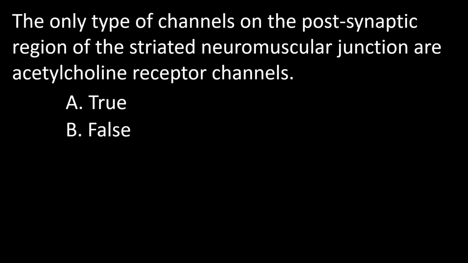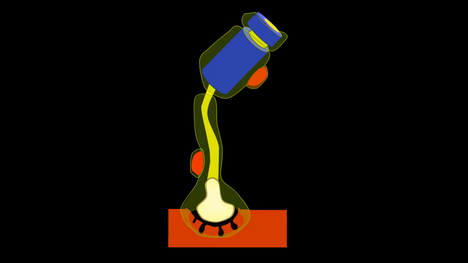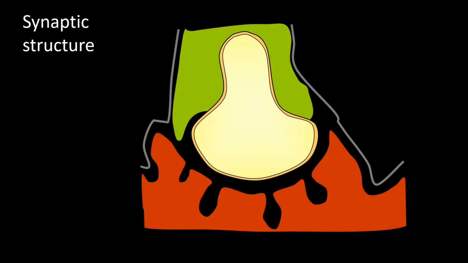Next question. The only type of channel on the postsynaptic region of the striated neuromuscular junction are acetylcholine receptor channels. A true, B false. We will start answering this question using the diagram we have just introduced at the end of the last question. I will now enlarge the distal segment to enumerate its different components. So this is the enlarged basic figure that we will use to describe the synaptic structures.